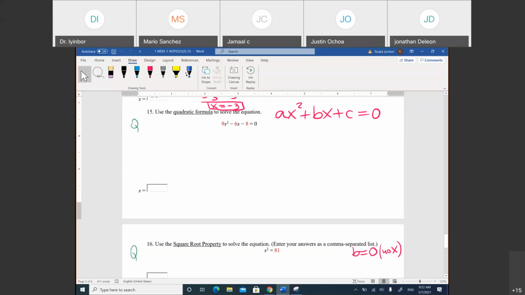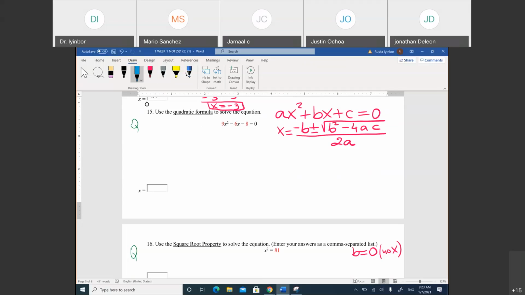So when I have ax squared plus bx plus c equals 0, the solution for this equation is going to be x equals, it's a little big formula, but I'll show it's easy to do: negative b plus or minus the square root of b squared minus 4ac, and everything over 2 times a. So this is the quadratic formula.